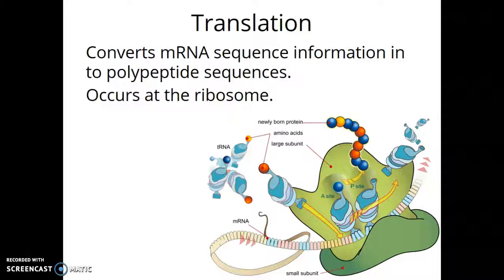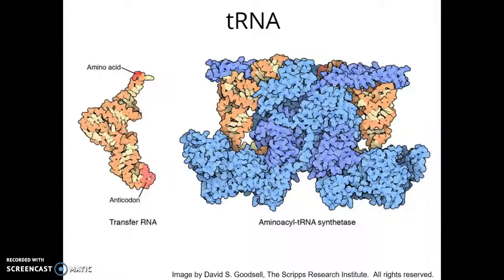So we're taking that mRNA transcript, and now we are going to make a polypeptide sequence. This will occur at the ribosome, and let's look at how that process takes place.